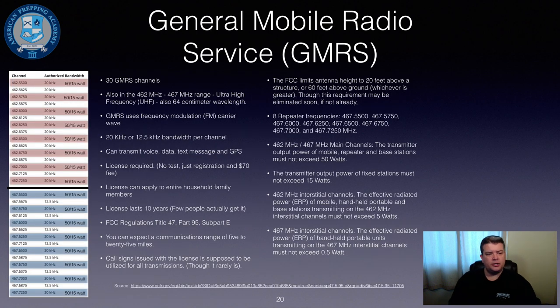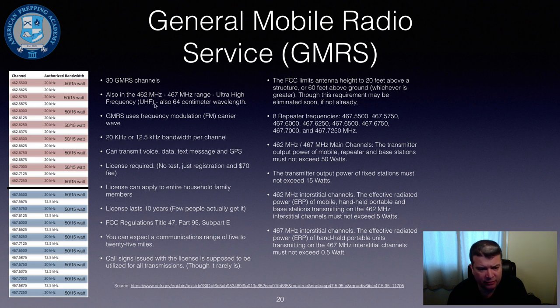Okay, so General Mobile Radio Service, GMRS. I find this to be probably one of the better non-ham bands, but they all have their advantages and disadvantages, to be honest. So, we've got 30 channels on the GMRS band. It is also in the 462 to 467 megahertz range.